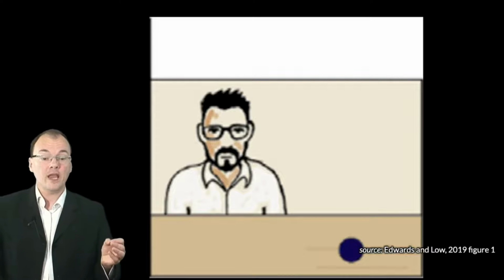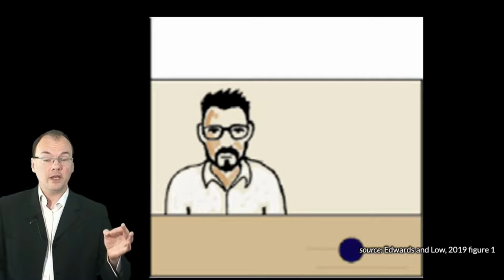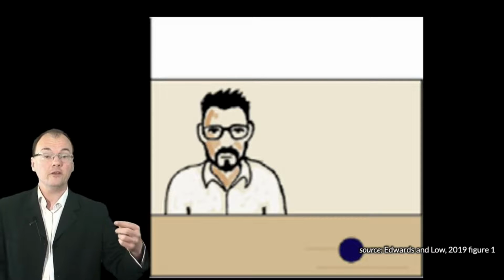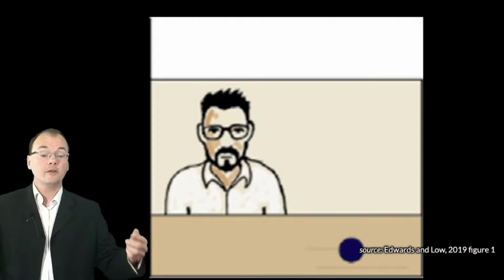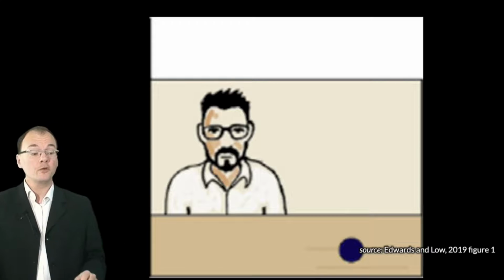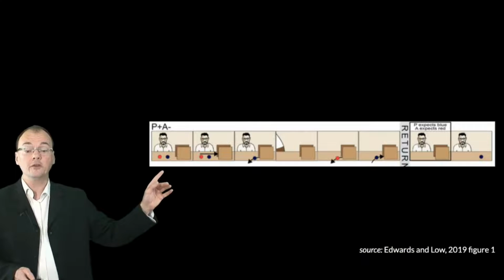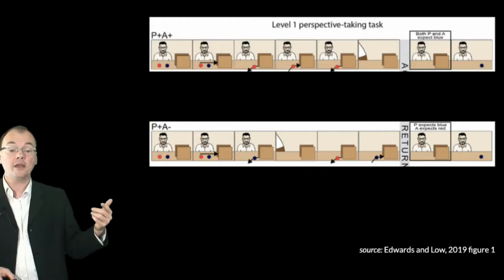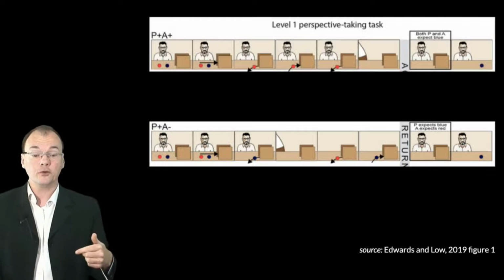The interesting question we have here, though, is does what Jason believes make a difference? Would you be faster in a situation where Jason, like you, expected the blue ball versus this situation where Jason expects the red ball? So, of course, what we do is we take this scenario that I just showed you. You have a true belief, Jason has a false belief, P plus A minus, and compare that with a situation where Jason's belief is true.